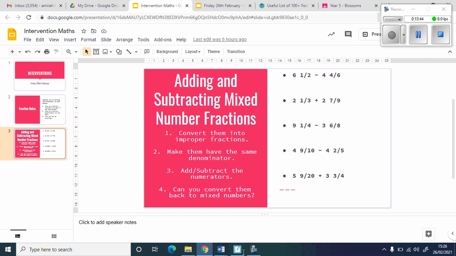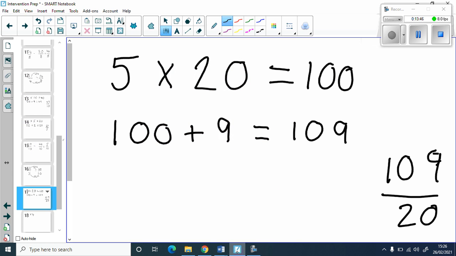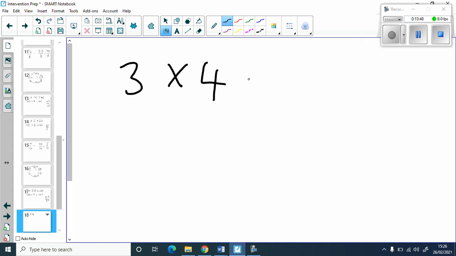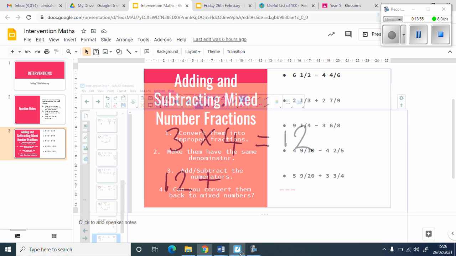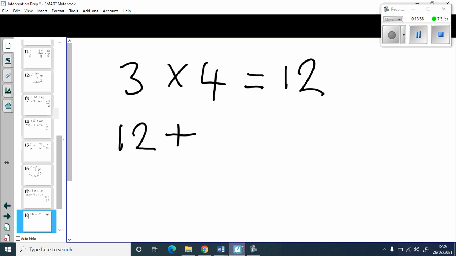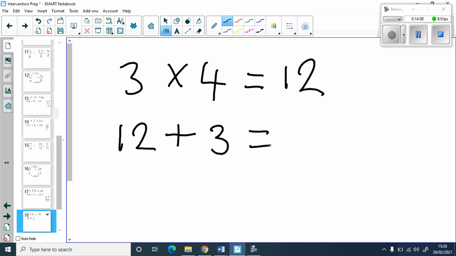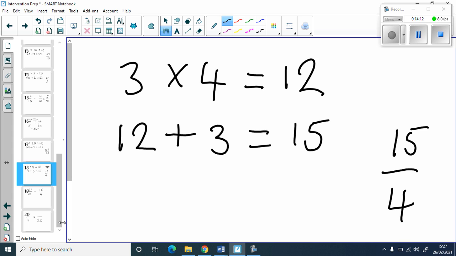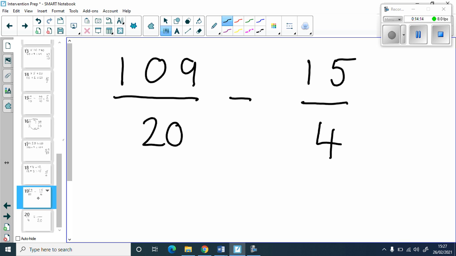So 3 and 3/4. So again, whole number times the denominator. So that's 3 times 4 equals 12. And then we do 12, add on our numerator, the number on the top. What's the number on the top? The number on the top is 3. So we're doing 12, add 3, 15. And what stays the same? The denominator. So we've got 15 then over 4. Okie dokie. So now what we've done then, we've converted our fractions. We've got 109 over 20, take away 15 over 4.